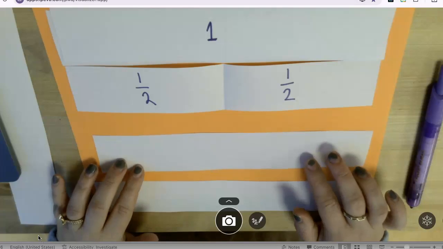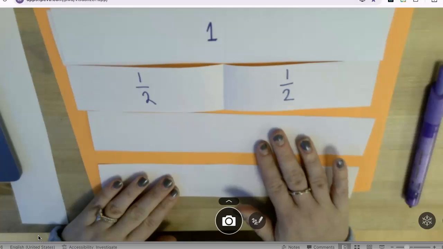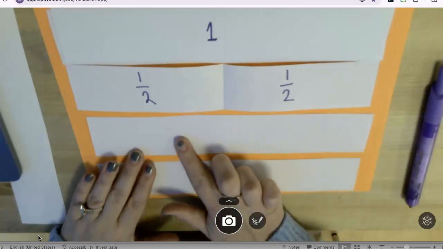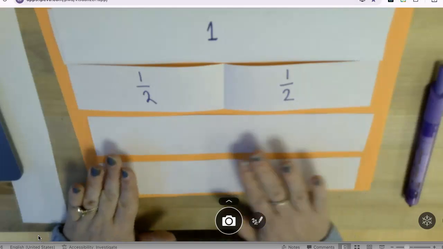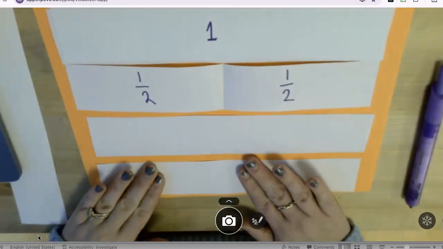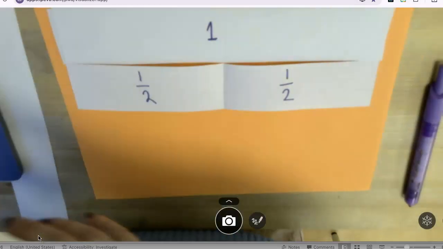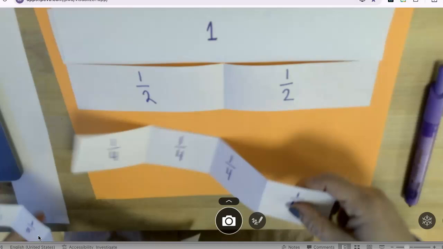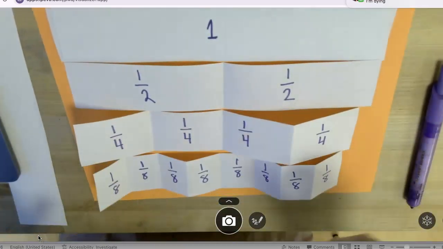Now I want you to pause the video and do the same thing for the last 2 strips, except this third strip is going to be 4ths and the last strip is going to be 1/8. Pause the video, fold your paper, and label it. All right, now that you've paused your video and labeled it, here are the answers that you should have. You should have your 1/4ths here. You should have your 1/8ths here.